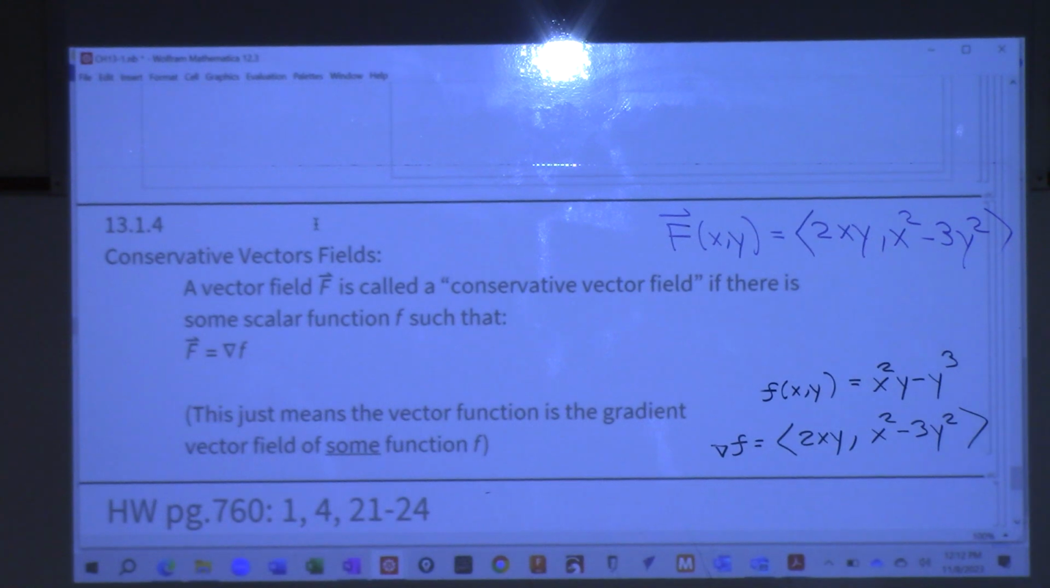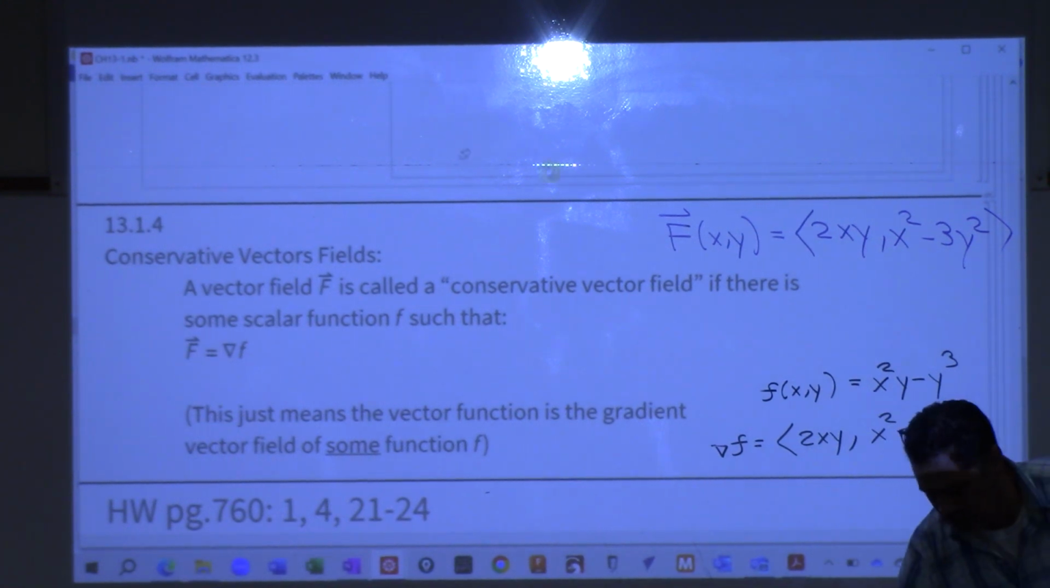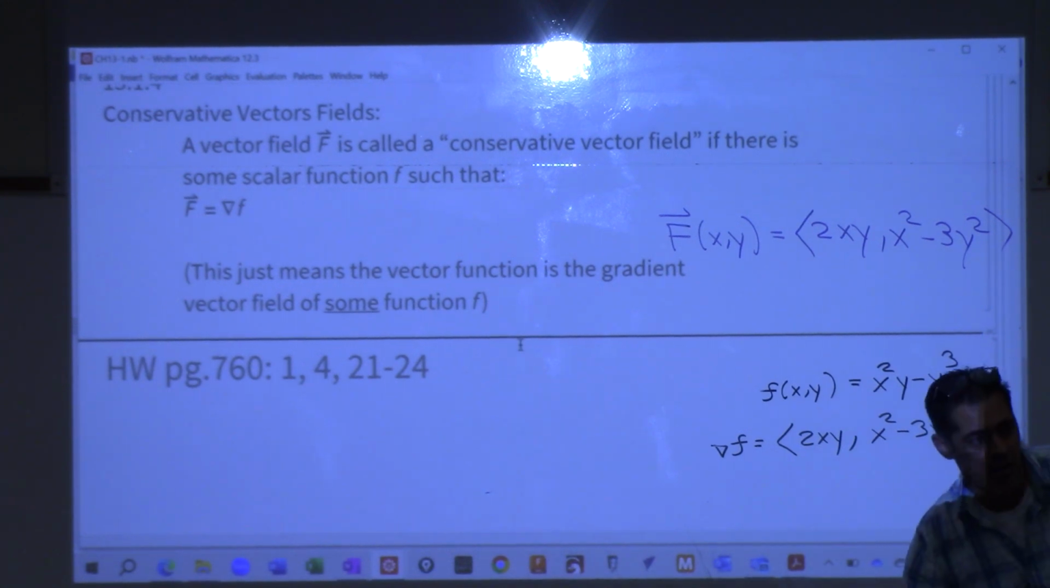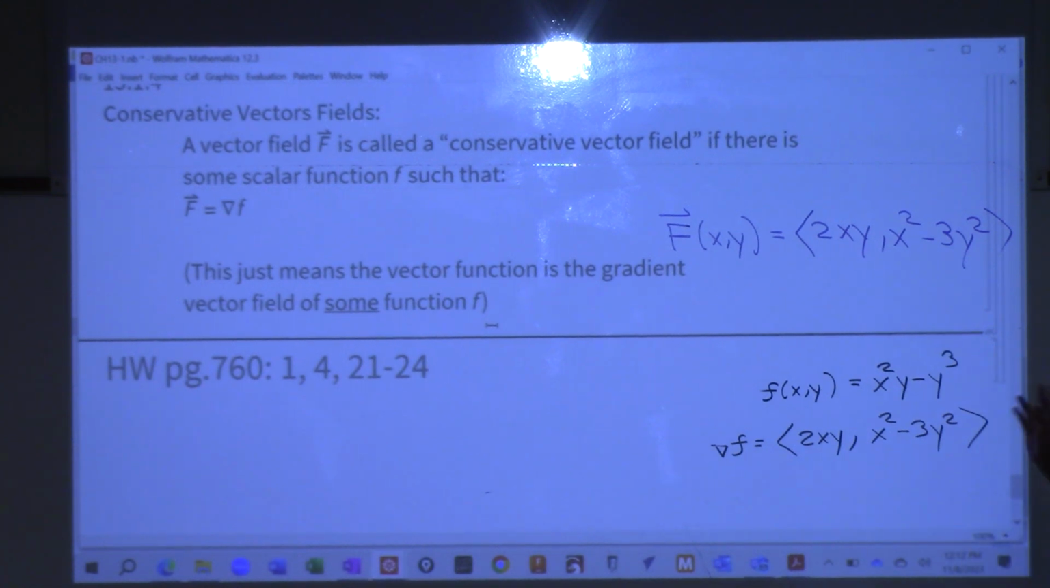Wondering if we should try. No? Let's move on. That's it. This section is just introduction. Vector fields. But we could find it, right? You could, and we will. But we're going to do it with more complicated ones.